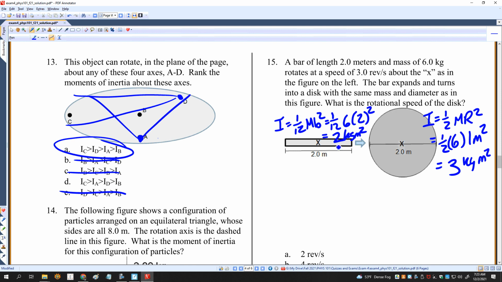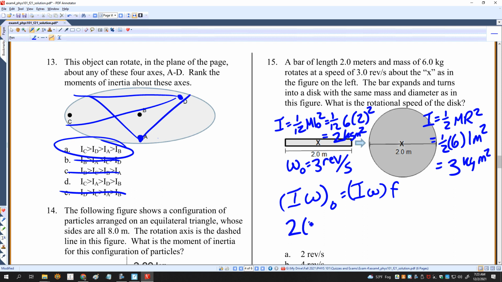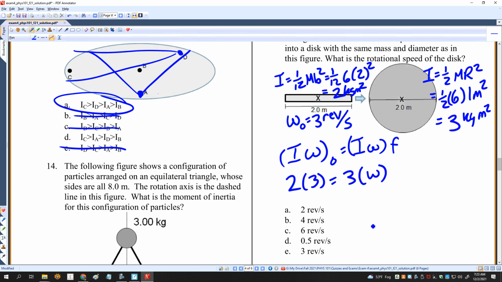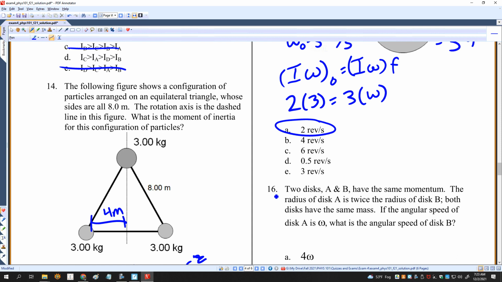And it's like the bar is sort of fanning out into this disk. And now I want to know what is the new rotational speed. So omega naught here is 3 revolutions per second. So I'd say I omega naught equals I omega final. That's going to be 2 times 3 equals 3 times omega. So it's going to be 2 revolutions per second.